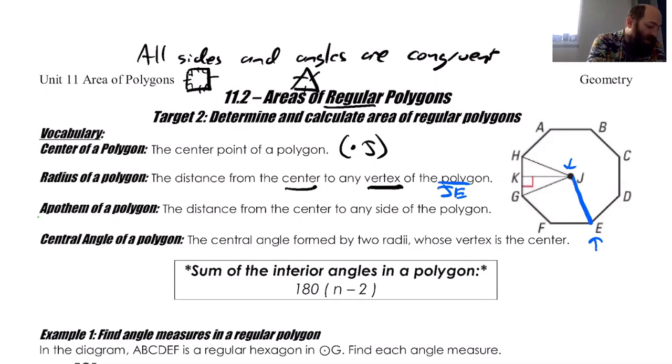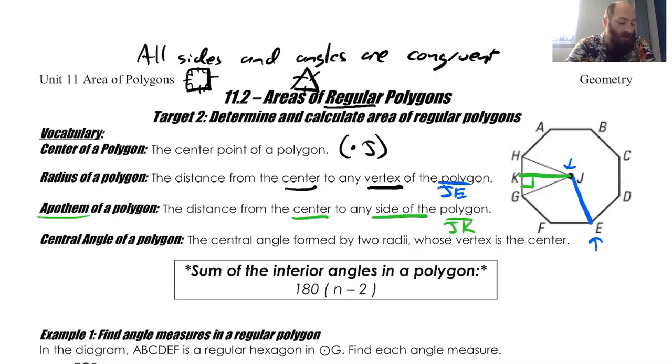One of the new ones would be the apothem. The apothem of a polygon is the distance from the center to any side of the polygon. And in this case, that is going to be JK, center to the side. Now, one thing to mention is that the apothem makes a perpendicular angle between the apothem and the side line.